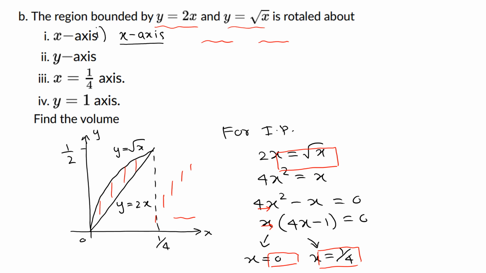And then to find the y value, what are you going to do? You just plug that x value into one of the functions. Once you plug into one of those functions, you get 1/2 as the y value. Okay, so that's the starting point. Now we can do it one by one, and talk about the rotation about each axis.